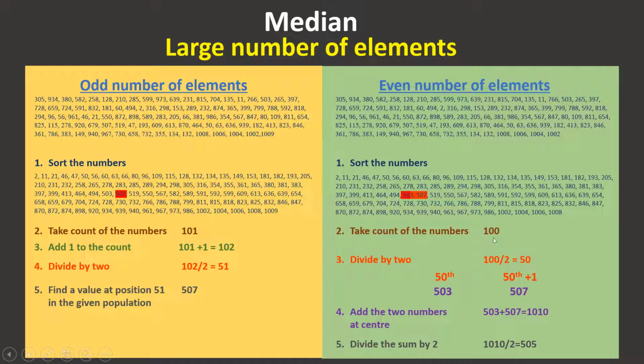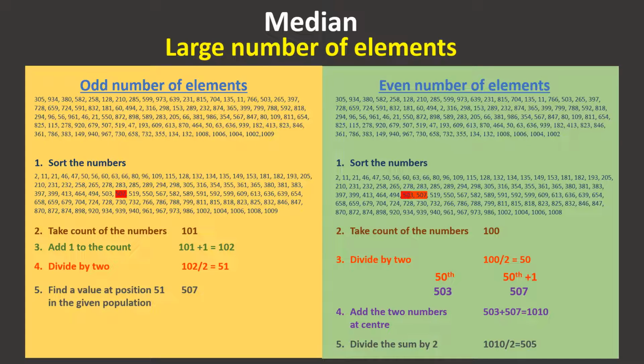Let's summarize it together. When you have an even number of elements, just sort the data, take the count, and divide it by 2. Whatever value you get, pick the value available at that position. Then add 1 to that value, 50 plus 1, and pick another number available at that position, which is 507 at the 51st position. Then sum them up together, divide by 2, and you got the median. So this is how you can find the median.